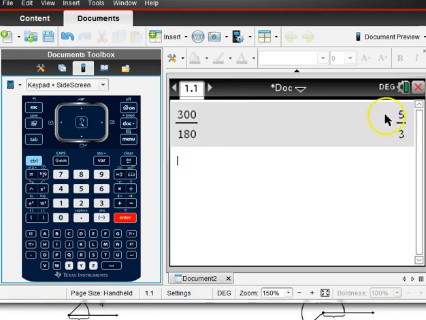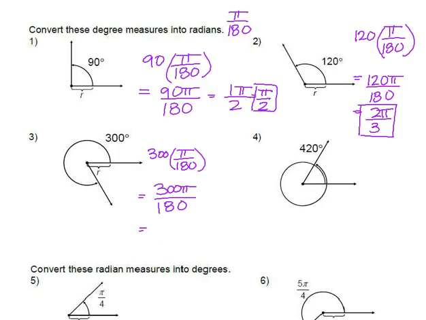So see how it reduced it to 5/3? So I'm going to go back and I'm just going to put 5/3, but then I have to remember to bring my pi down with it. So my answer here would be 5 pi over 3. Alright, let's do the 420.